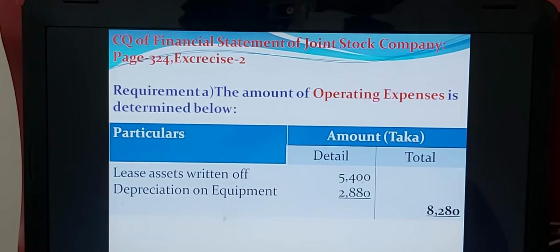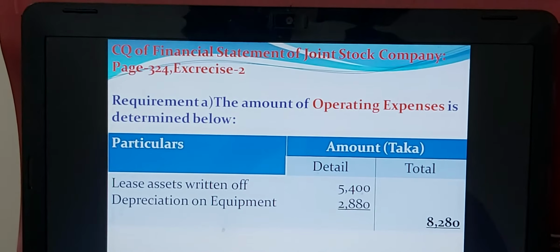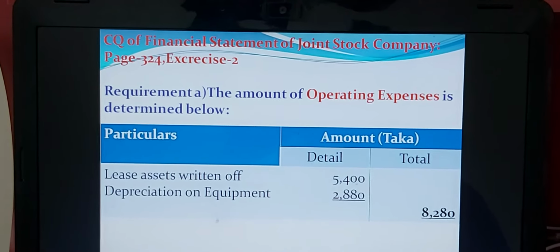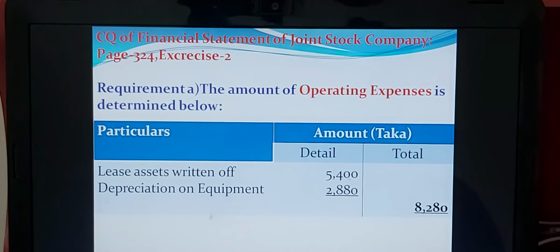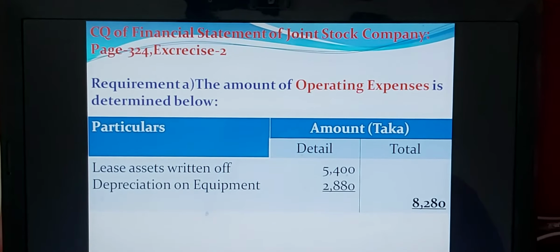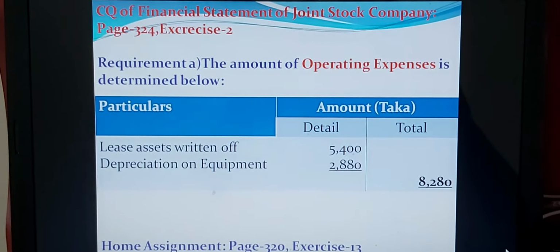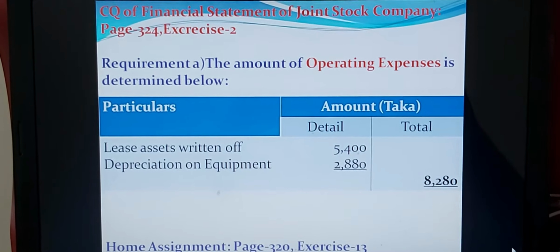leasehold assets for 20 years, taka 1,08,000. That is 1 year amount of asset to be written off. This item is to be taken as operating expenses. So 1,08,000 divided by 20, that is the amount of taka 5,400 for operating expenses. You have to write it in operating expenses.